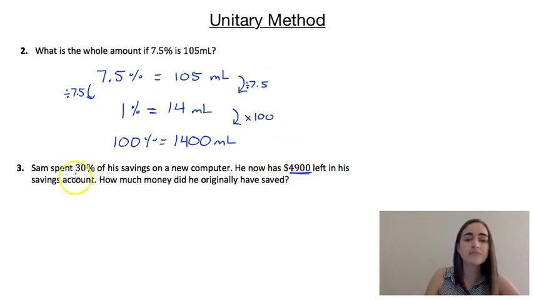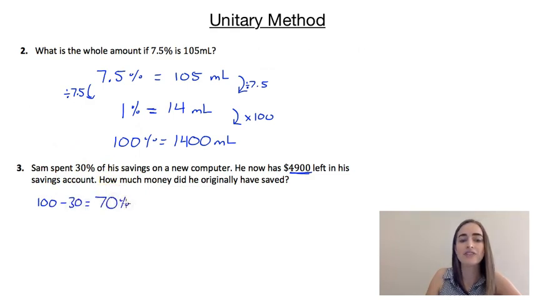So if he started with the total amount, if he started with 100% and he spent 30% of that, we'd go 100 minus the 30, and that's going to tell us that he has 70% of his savings left. And he also has $4,900 left over. So that means that we've actually got 70% equal to that $4,900.